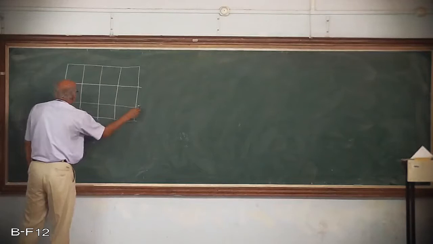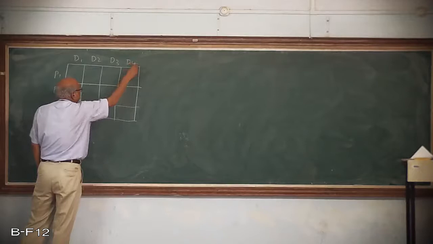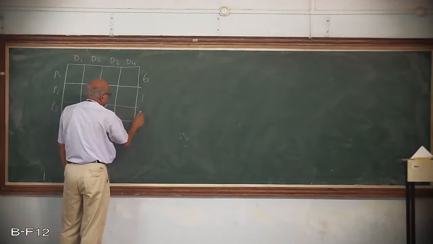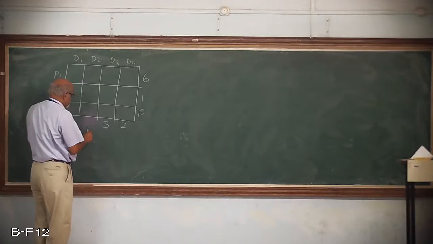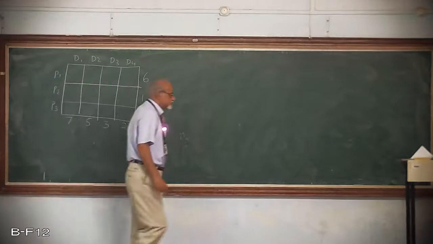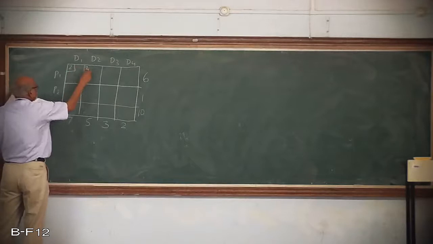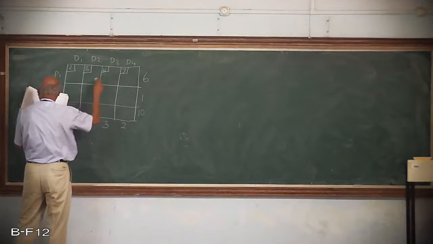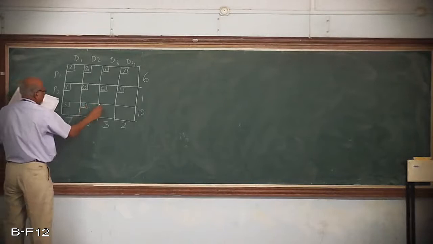P1, P2, P3, D1, D2, D3, D4. Availability: 6 million liters, 1 million liters, 10 million liters. I believe this is 7 million liters. This is 3 million liters, 2 million liters. And this is 5 million liters. And the respective costs were 2, 3, 11, 7, 1, 0, 6, 1, 5, 8, 15, and 9.